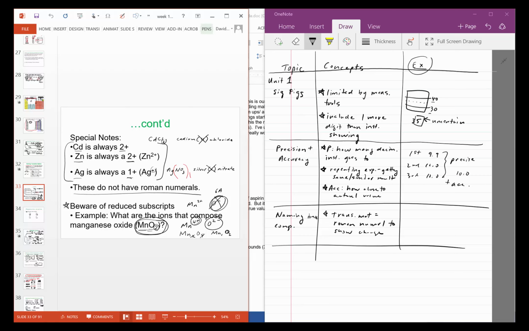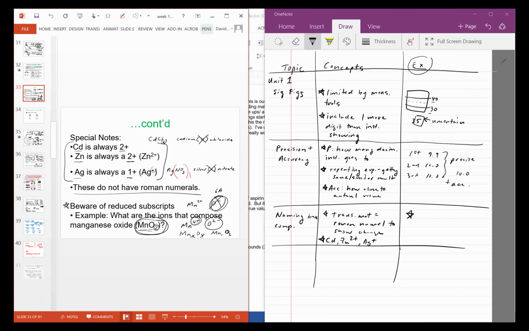You may want to include this. These actually come up. So some examples or other things that you could put is the stuff that you see over here, like Cd and Zn. These are always, especially Zn's always a 2+, Ag's always a +1. Okay, and you could include some examples here.